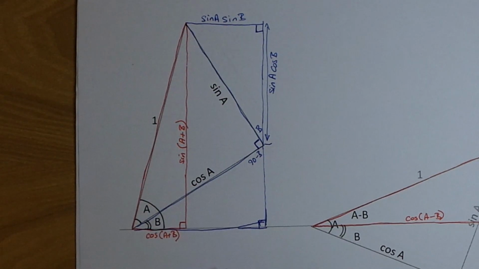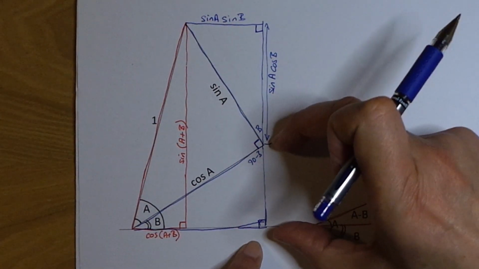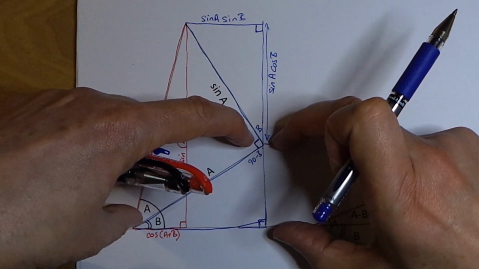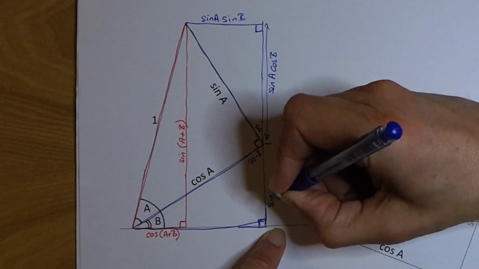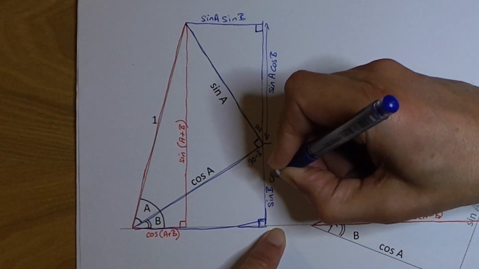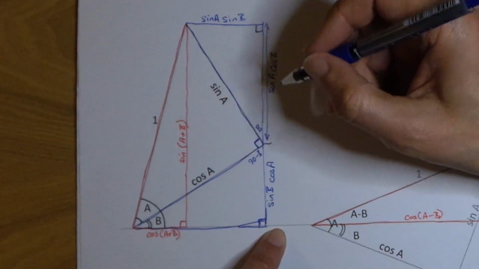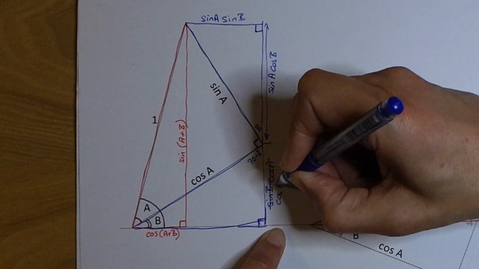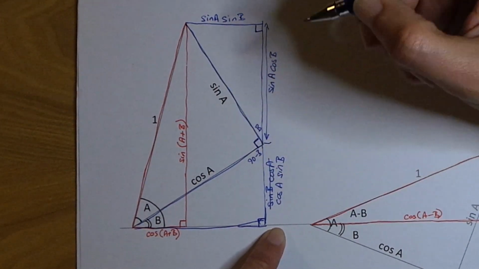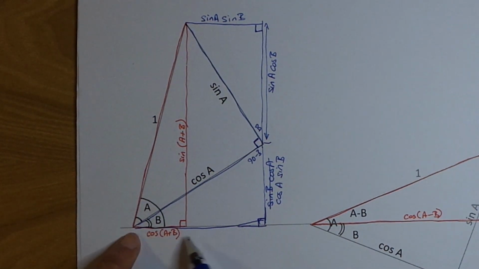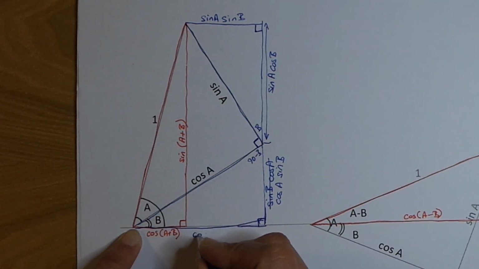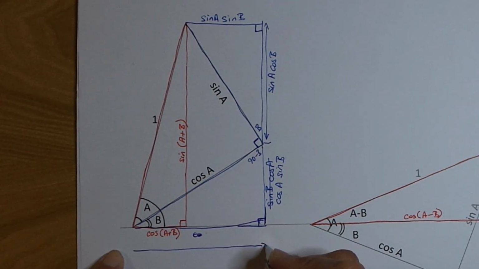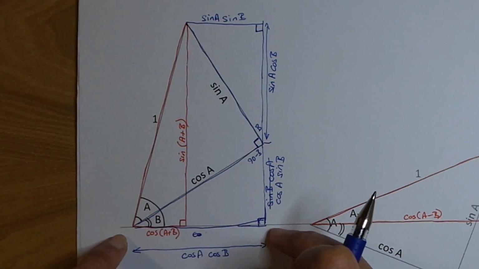We can do something similar with this triangle here, and we can say that the length of this side is equal to the hypotenuse multiplied by sine of B. So this is sine B cos A, or let's write it as cos A sin B. And this length here is equal to the cos of B multiplied by cos A. So this total length here is cos A cos B, so that when we divide this by this, we get cos B.